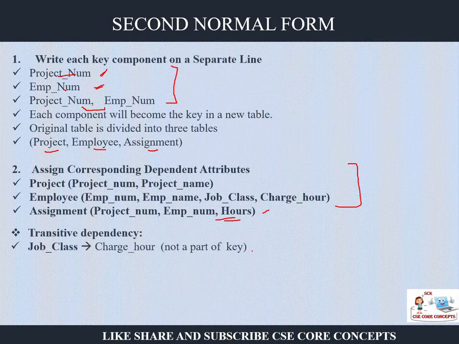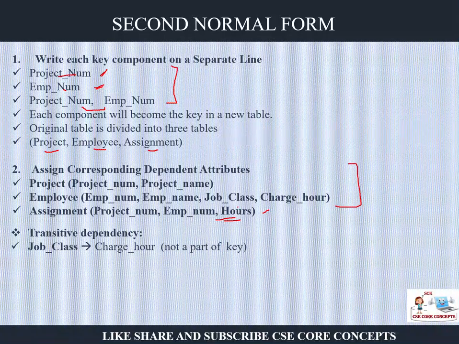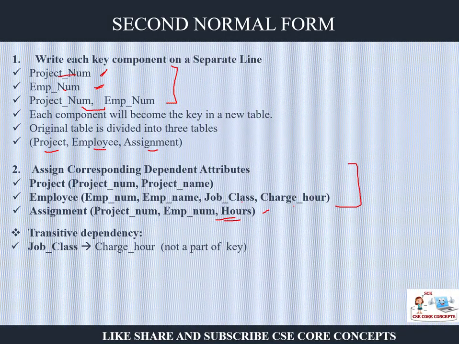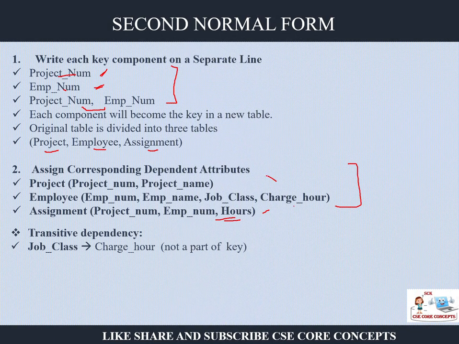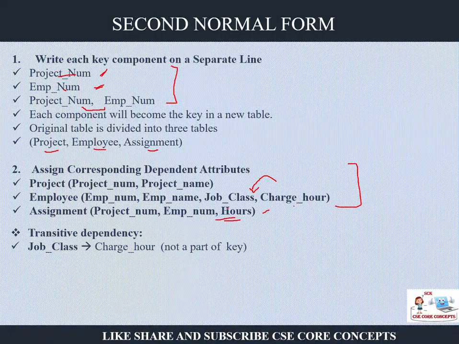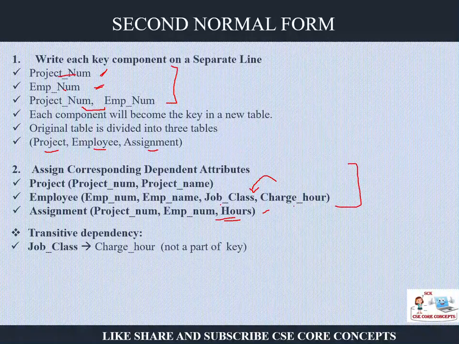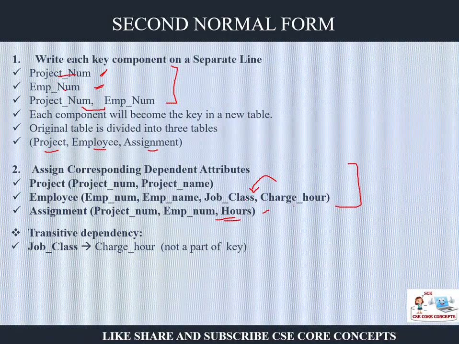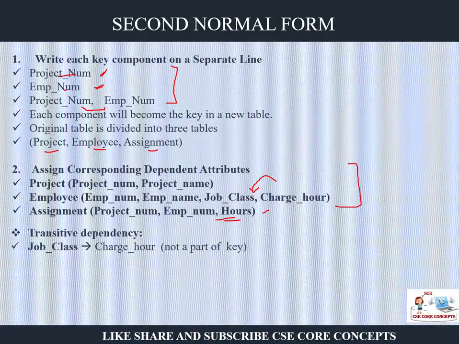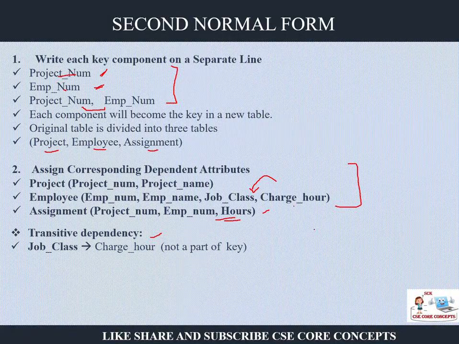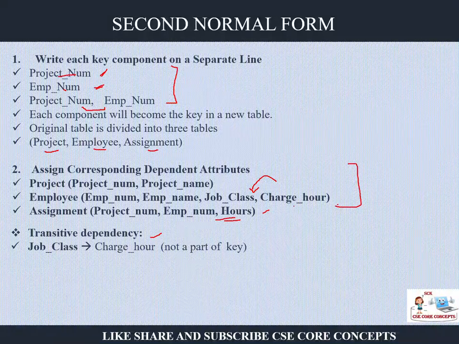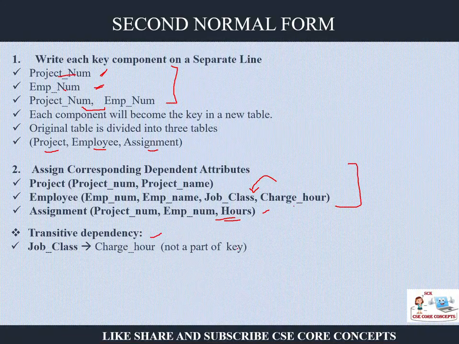Now here you can see one thing, that in this case the charge per hour depends on the type of job. Understood? The charge per hour depends on the type of job. So since it depends on the type of job, this is not a key attribute. This is not a primary key. So charge per hour depends on job class, which is not a key. So these types of dependencies are called transitive dependencies. When an attribute is dependent on another attribute which is not a key or not a part of the key, then they are called transitive dependencies.